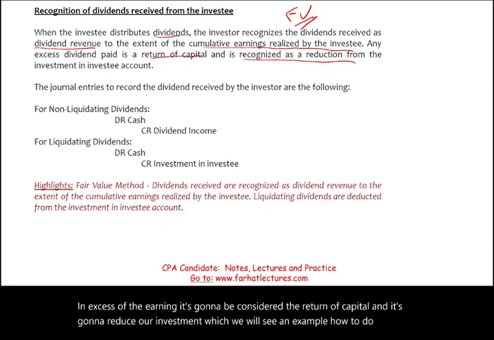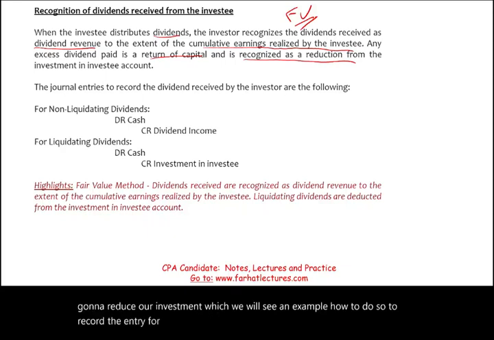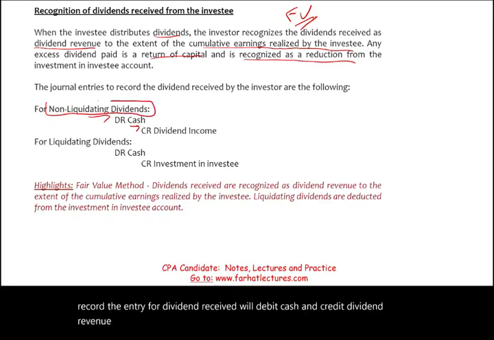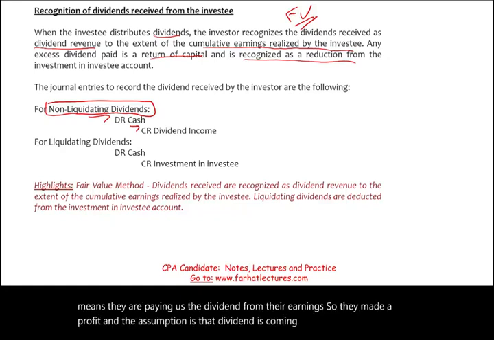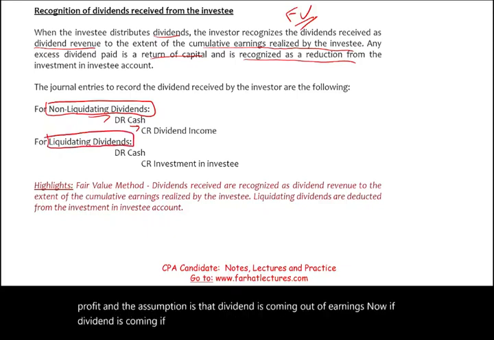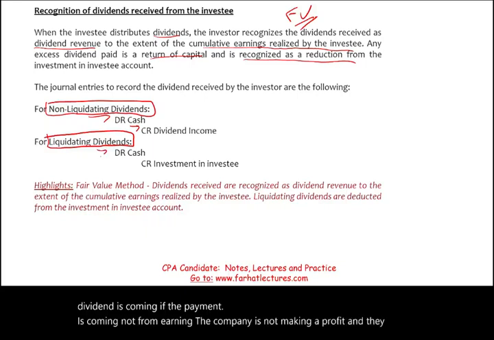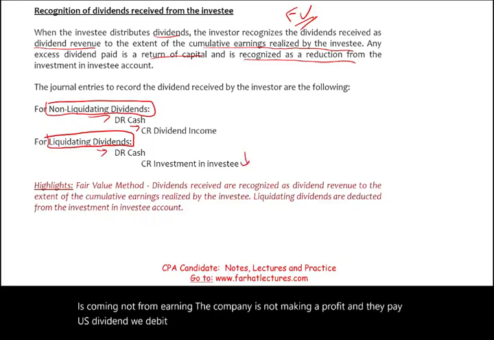So to record the entry for dividend received, we'll debit cash and credit dividend revenue, assuming this is a non-liquidating dividend. Non-liquidating dividend means they are paying us the dividend from their earnings. So they made a profit, and the assumption is the dividend is coming out of earnings. Now, if the payment is not coming from earnings, the company is not making a profit, and they pay us dividend, we debit cash, and we reduce our investments.